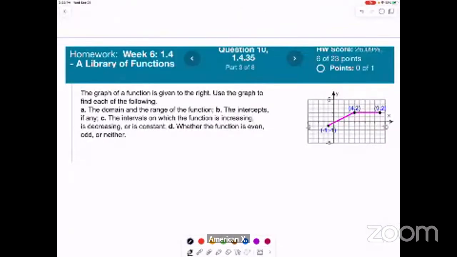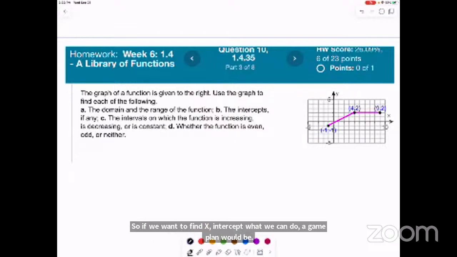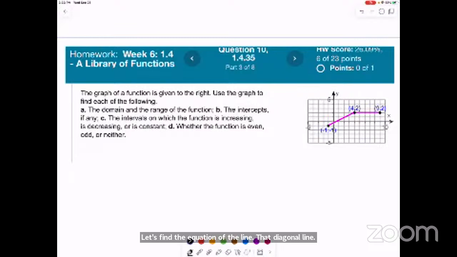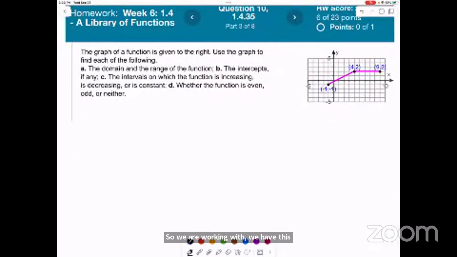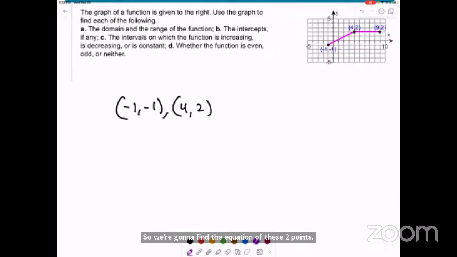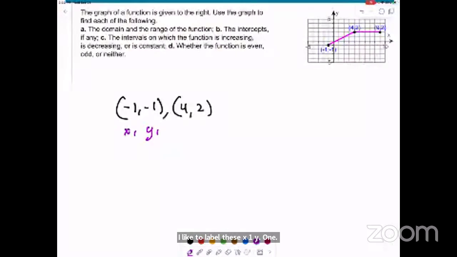Okay. So if we want to find the x-intercept, a game plan would be to find the equation of the line, that diagonal line, through those 2 points. Once we have the equation, we can solve for our x-intercept. We have -1, -1 and 4, 2. I like to label these x1, y1, x2, y2. So we're finding our slope, y2 minus y1 over x2 minus x1.